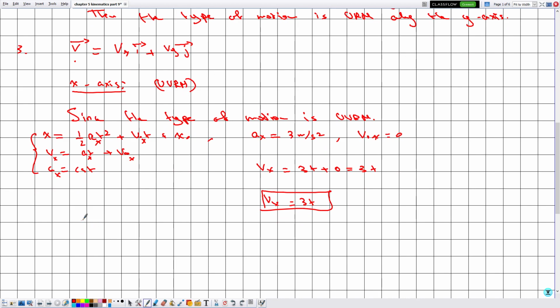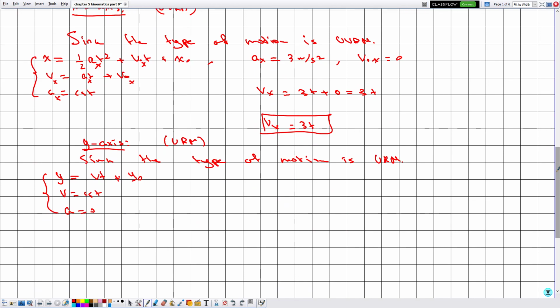Now as for the y-axis, the type of motion is being specified, which is given by URM. And let me say, since the type of motion is URM, in this case the following equations hold, which is given by y is equal to vt plus y0, v is equal to a constant and a is equal to 0, and the mistake that I have done here is that all of these must carry components. They are given by y, y, y.